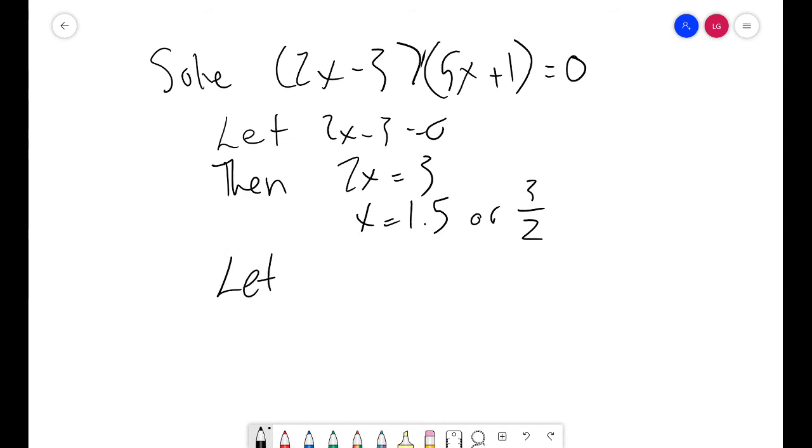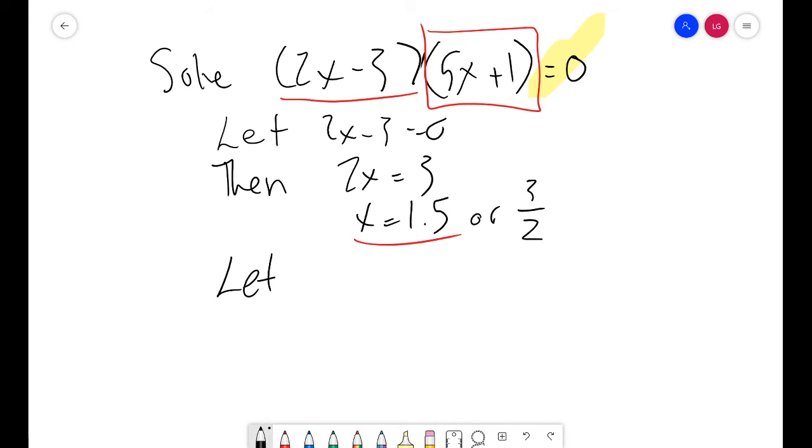Notice that if x is 1.5, this term is 0, but this term is not 0. But it is still a solution to the equation, because it's 0 times non-zero, but that result is 0, and that's what we need. We need the multiplication of the two numbers to be 0. We don't care which one is 0, we don't need both of them to be 0.